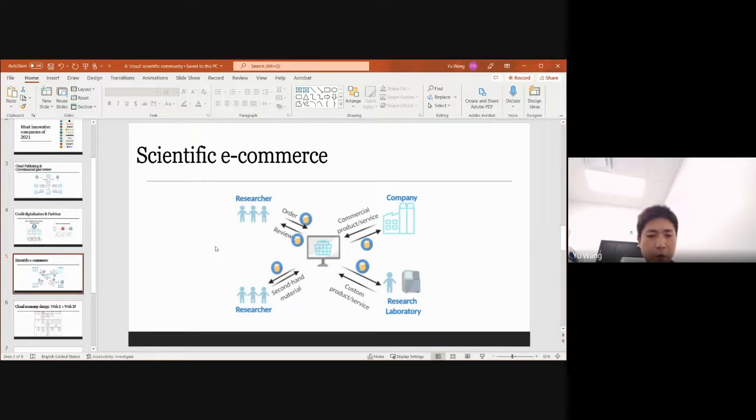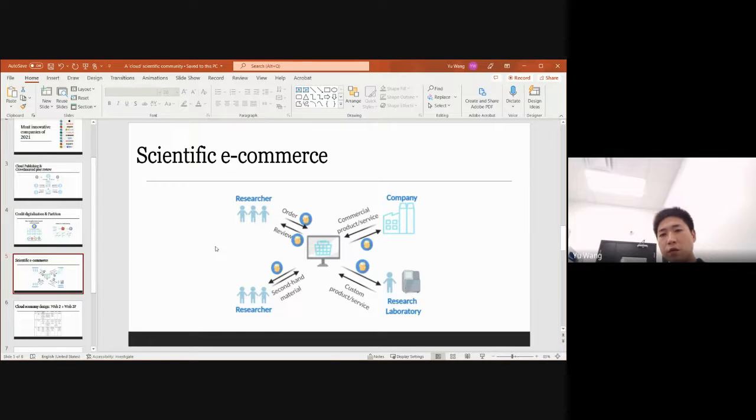Then we can think, okay, what if we bring this e-commerce idea into the scientific community to build e-commerce platforms? On the platforms, you can purchase and sell reagents. Also, I think one rising field is cloud science, cloud experiments. You outsource your experiment to companies. Here you may also outsource to other scientists who have the bandwidth or resources to do your experiment.